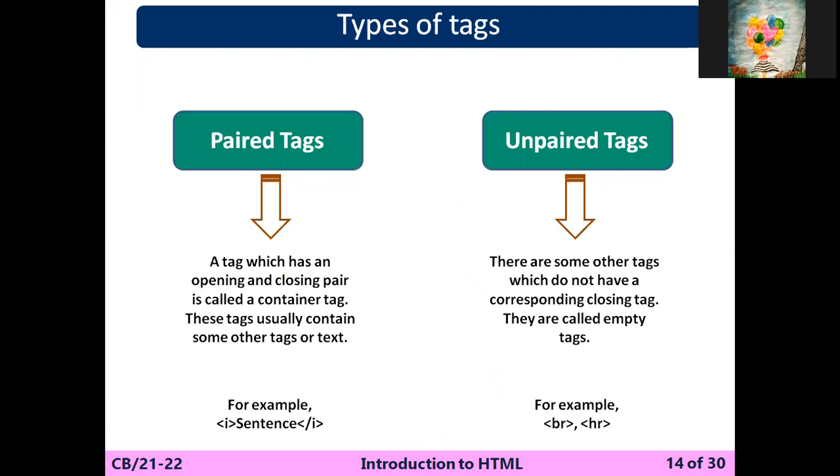There are two types of tags: paired tag and unpaired tag. What is a paired tag? A tag which has an opening and closing pair is called a container tag or paired tag. Remember the definition. This definition will also come next year, in 6th, 7th, and 8th; this chapter also comes. What is the meaning of paired tag? A tag that has an opening and closing tag.